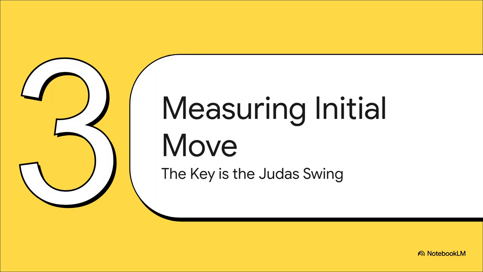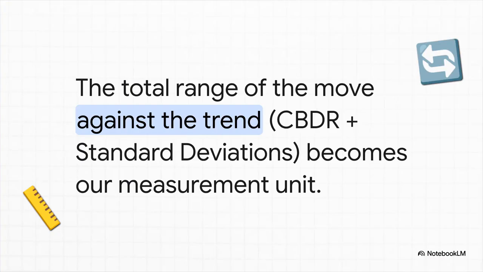Okay, so we've got our baseline range. The next piece of the puzzle is to measure that initial move out of the range. And this is almost always a fake-out move, right? It's designed to run stops, trap traders on the wrong side of the market, what ICT calls the Judas swing. And here is the secret sauce. We don't just measure the swing itself. No, we measure the entire range of that false move, starting from the opposite side of the CBDR all the way to the very peak of that Judas swing. This total distance becomes our precise unit of measurement for the next step.